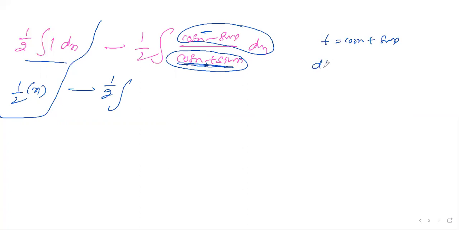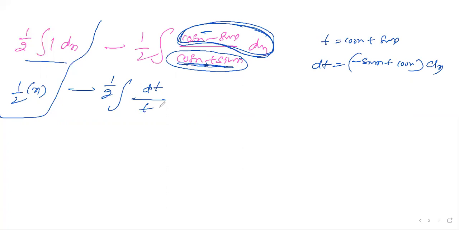What's the dt? Cos x derivative is minus sin x, sin x derivative is cos x. So dt by dx equals this, I write dx. So this is right. Can I write dt? So 1 by 2 dt by t. Clear? Any doubts?